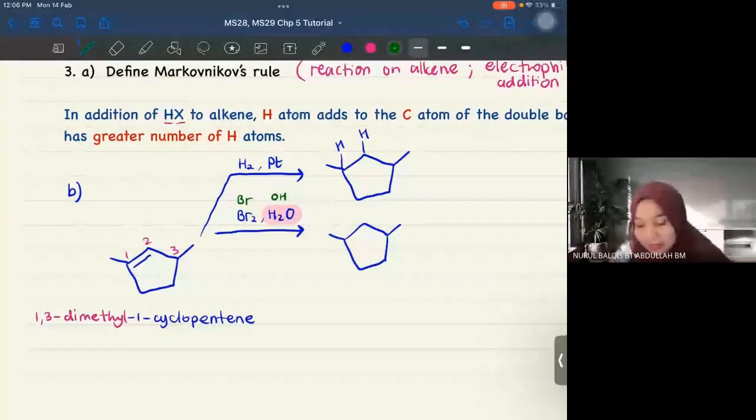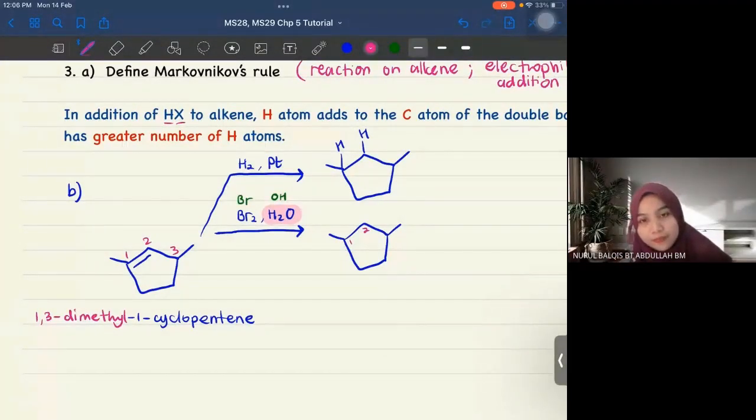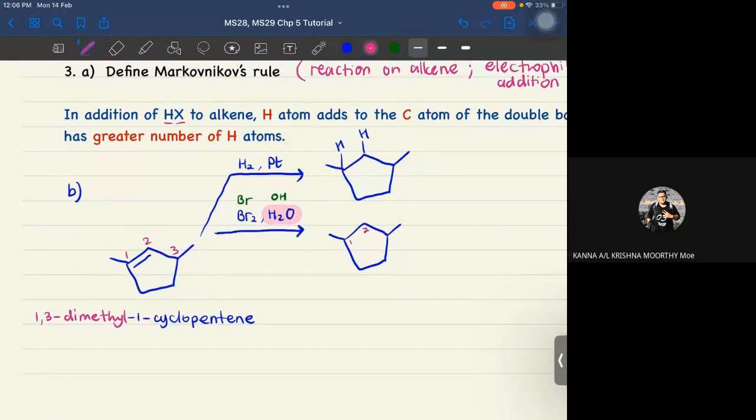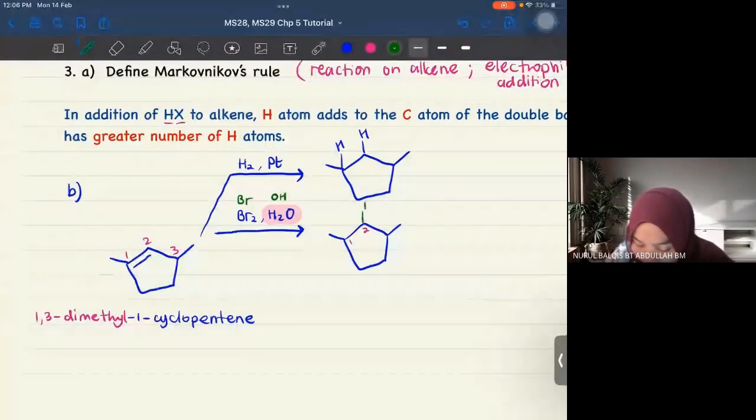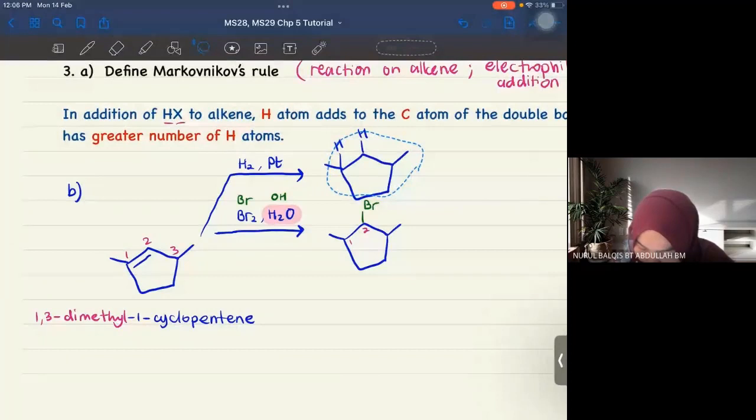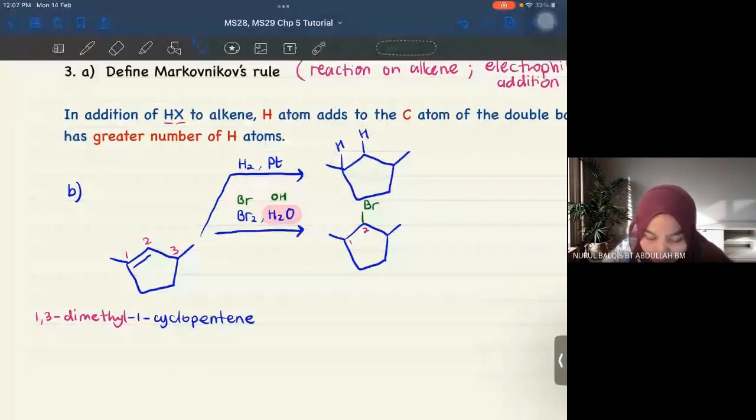So now you look at either carbon number 1 or 2, who has the greater number of hydrogens? On the carbon itself, not the neighboring carbon. On the carbon itself, who has the greater number of hydrogens? Carbon number 2. Carbon number 2 has 2 hydrogens on it, while carbon number 1 has only 1 hydrogen on it. So Br will go onto carbon number 2. OH will go onto carbon number 1.